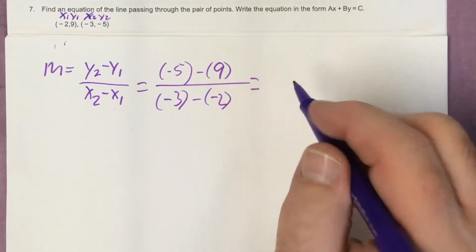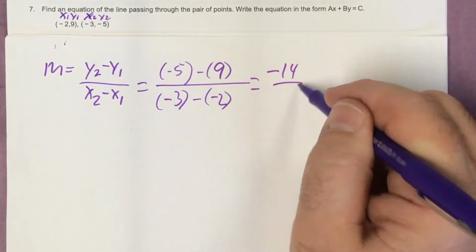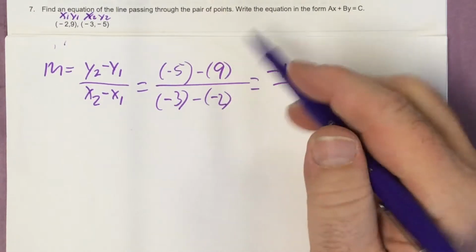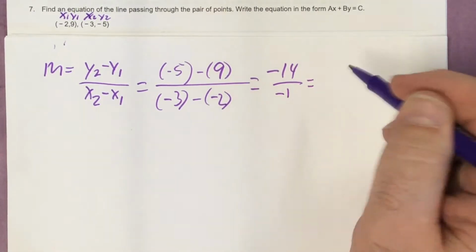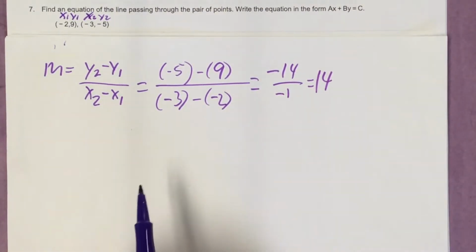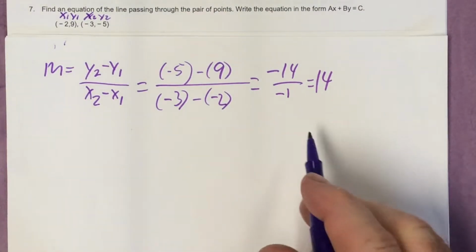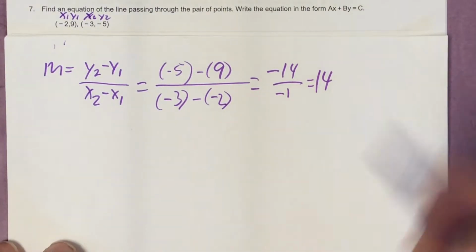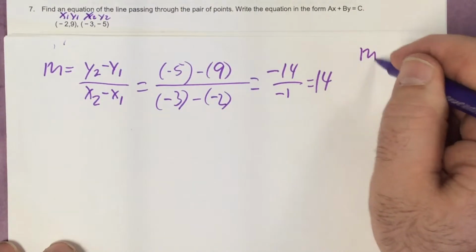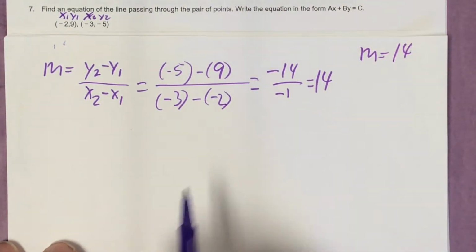So you put this on a calculator, you should get on top negative 14. Negative 3 minus negative 2 is like negative 3 plus 2, so this will be negative 1. So that's going to give me a slope of 14. That is a big slope, ladies and gentlemen. But at least we now have what the slope is. So let's go and put that over to the side here. So we have m is equal to 14.